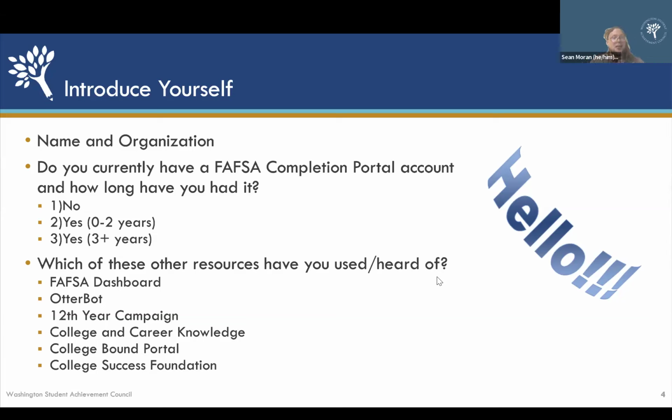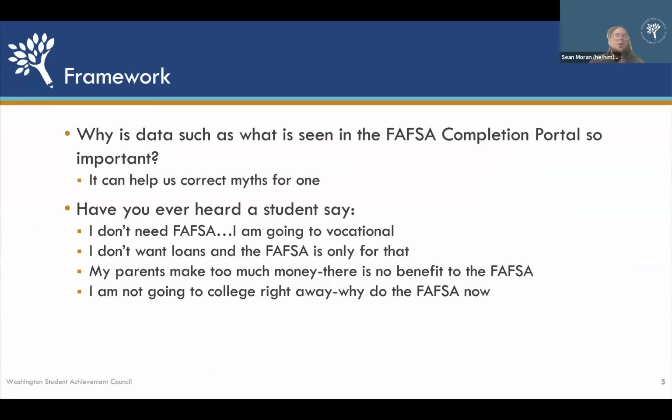Okay, well, since we have a lot of information to cover, I'm going to go straight into the resources side of it and the framework. So why is the data that is seen in the FAFSA completion portal so important? Part of it is that we want to make sure that we are looking at this student level data as a way to assist students in a more proactive manner and to figure out why there might be some issues happening.